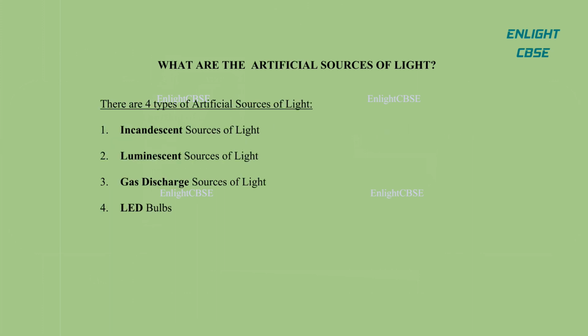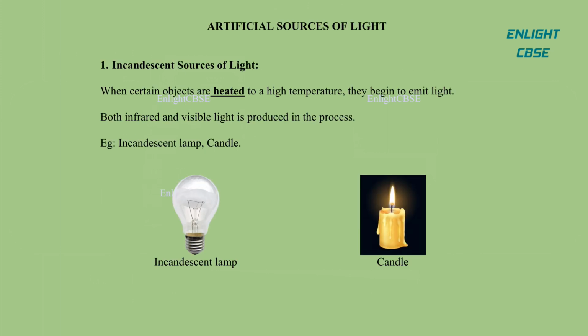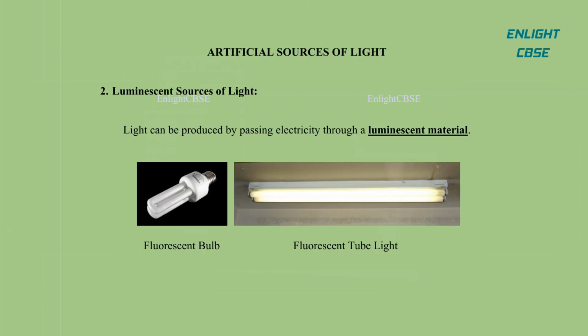What are the artificial sources of light? There are 4 types of artificial sources of light: incandescent sources, luminescent sources, gas discharge sources, and LED bulbs. In incandescent sources of light, objects are heated to a high temperature to emit light. Both infrared and visible light are produced in the process. Example: incandescent lamp, candle.